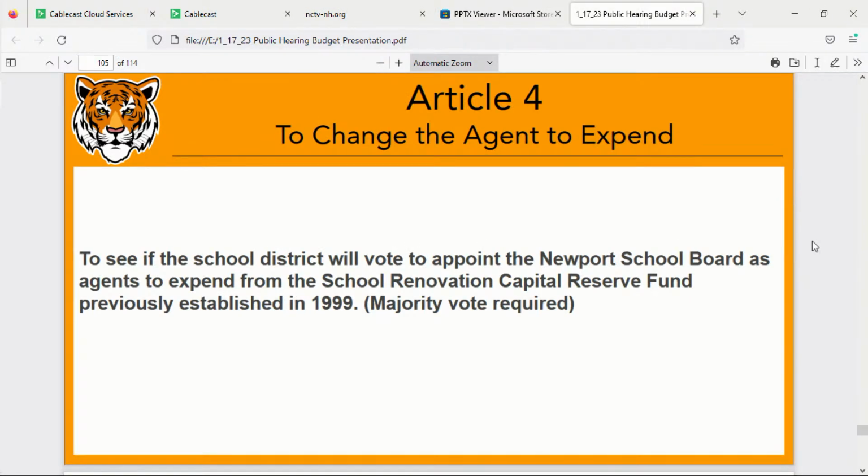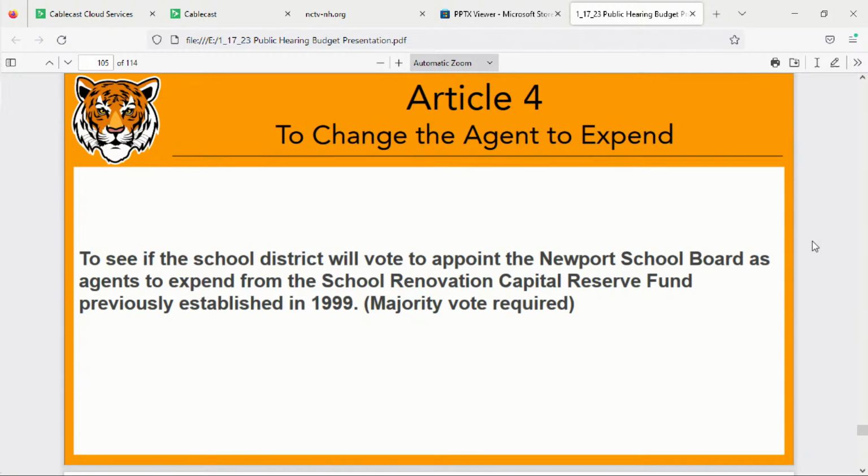We don't usually make a motion on election of officers because we have to. Okay, so Article 4, to change the agent to expend, to see if the school district will vote to appoint the Newport School Board as agents to expend from the School Renovation Capital Reserve Fund previously established in 1999. Thank you, Mr. Kessler.